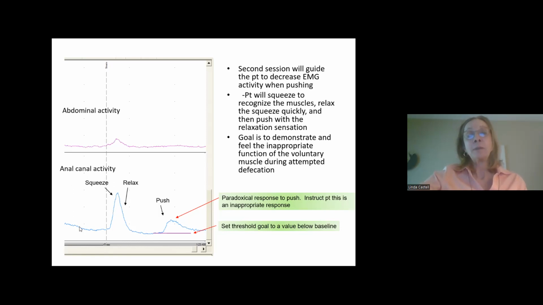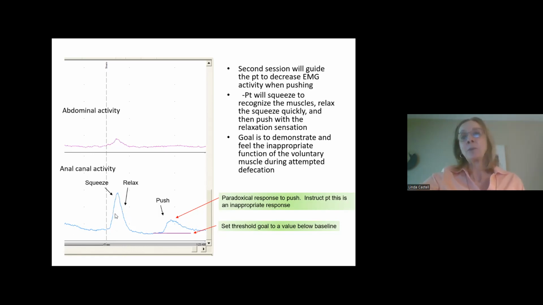So with the pushing exercises, we're going to have our patients assume a defecation position, so kind of lean forward a little bit. We're going to ask our patients to, first of all, squeeze. So when they squeeze, we're going to say, okay, you feel that tightness? Now immediately relax. And I want you to push and continue that sensation of ungripping, of relaxation. Push, push, push. And now relax.